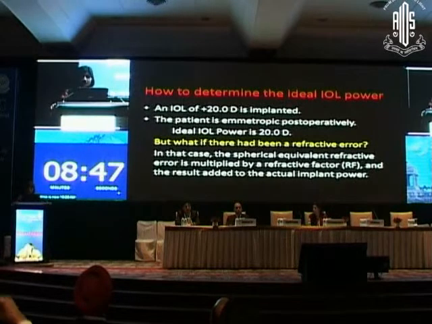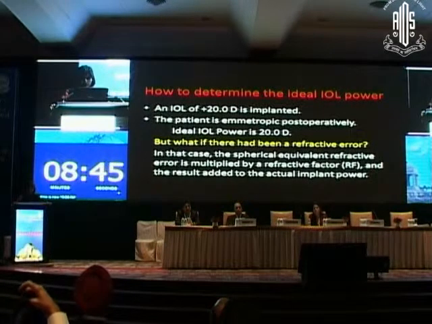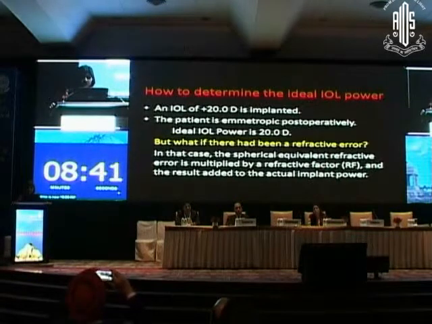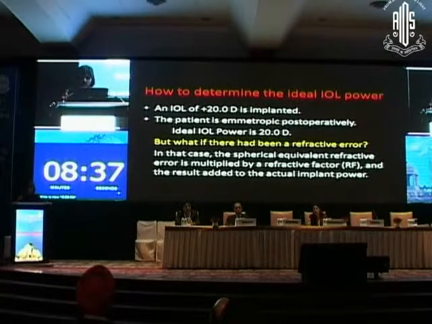So how to determine this ideal IOL power? I'll start with an example. Suppose an IOL of 20 diopters is implanted and the patient is emmetropic postoperatively, no refractive error. Then your ideal IOL power is 20. But what if there had been a refractive error? In that case, we have to calculate what is the spherical equivalent of the residual refractive error, multiply it by a refractive factor, and then add that result to the actual implant power. I will elaborate it further.